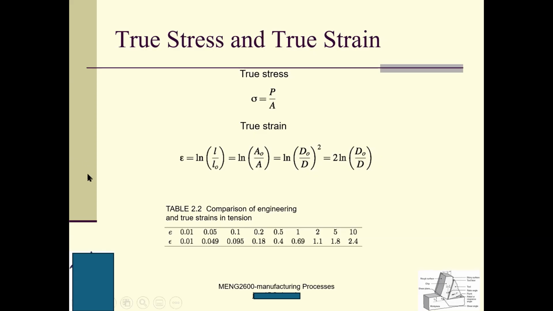Okay, be very careful. For true stress, we use the instantaneous cross-sectional area of your specimen. But for the engineering stress, the denominator is the initial cross-sectional area. For the true strain, we use this equation: the logarithm of the ratio of the instantaneous length to the initial length. Engineering strain is the elongation divided by L0. It's different, right?